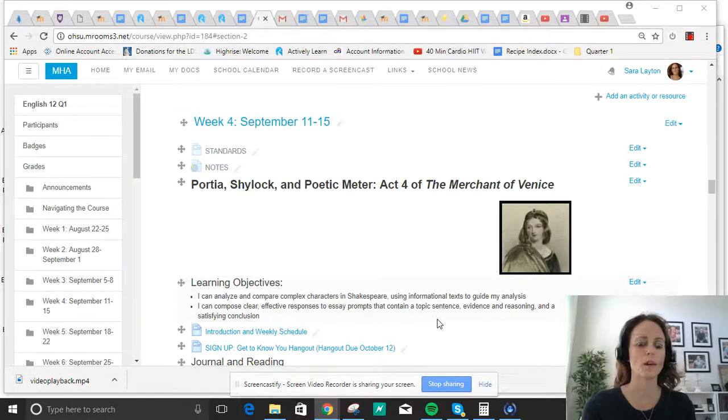Okay, week 4 of English 12. This week we're going to continue reading The Merchant of Venice. We're almost done. And this week we're going to focus on comparing Portia and Shylock, which are two very interesting characters in the play.